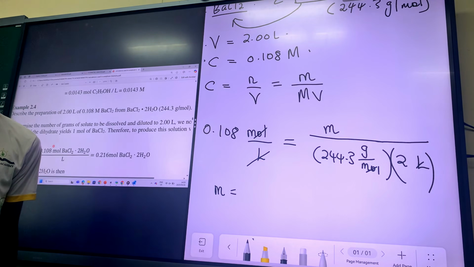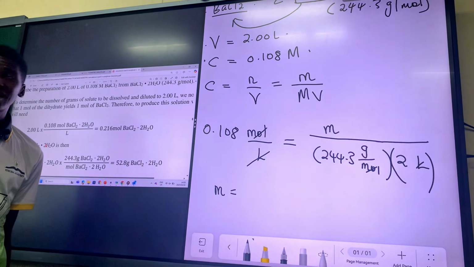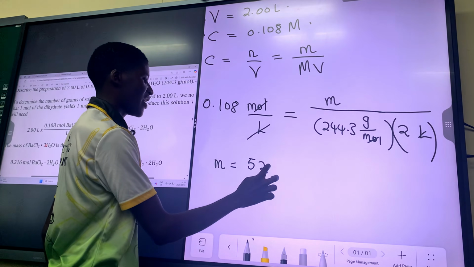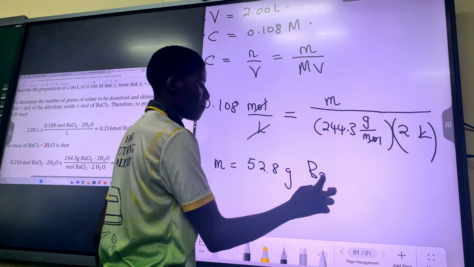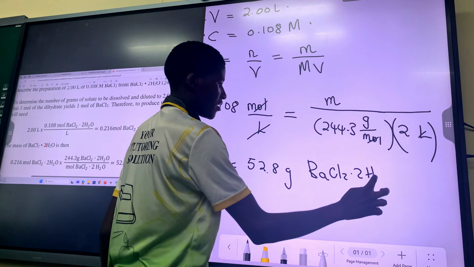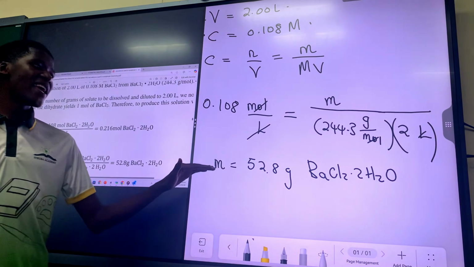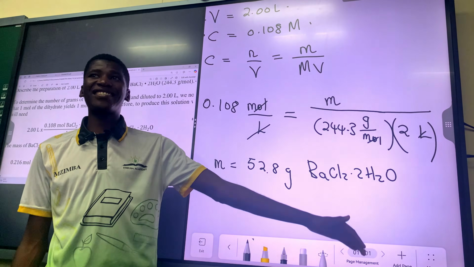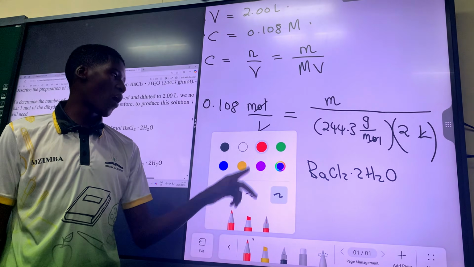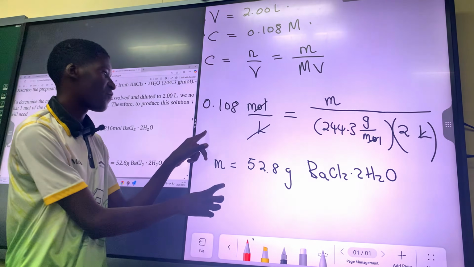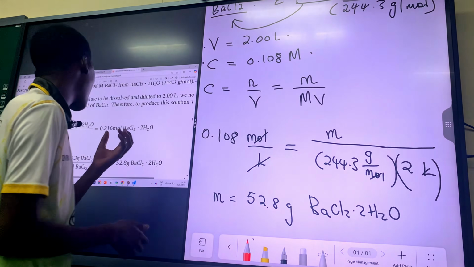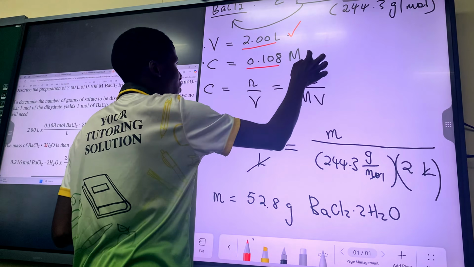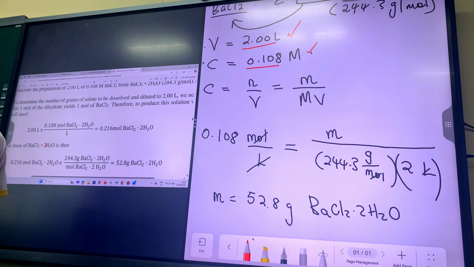Yeah. All right, it's 52.8. To be quick, let's just write it. 52.8 grams of barium chloride dihydrate. This is the calculated mass of barium chloride dihydrate, the mass that is required to prepare a solution of barium chloride with 2 liters and a concentration of 0.108 molar.